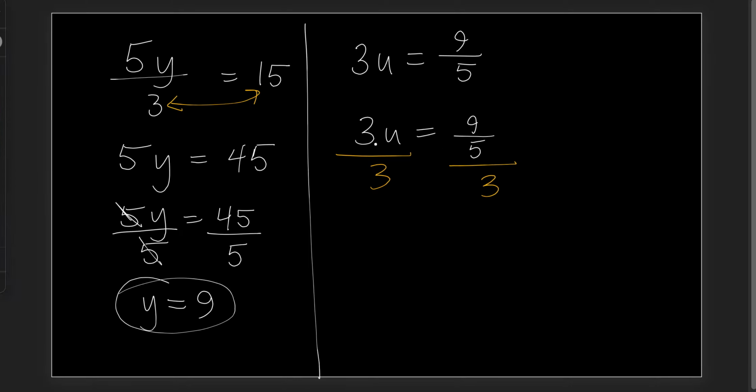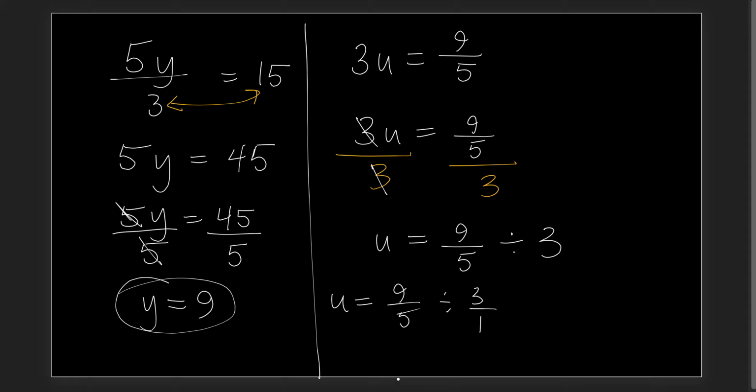So now what happens is that these cancel and allow u to be by itself. 3 divided by 3 is just 1. 1 times u is just u. And over here we have 9/5 divided by 3. So you can write that like this, 9/5 divided by 3. Or you can write u equals 9/5 divided by 3 over 1 to recognize that as a fraction. And of course with fractions, when we divide, we change it to multiplication and flip the one on the right.